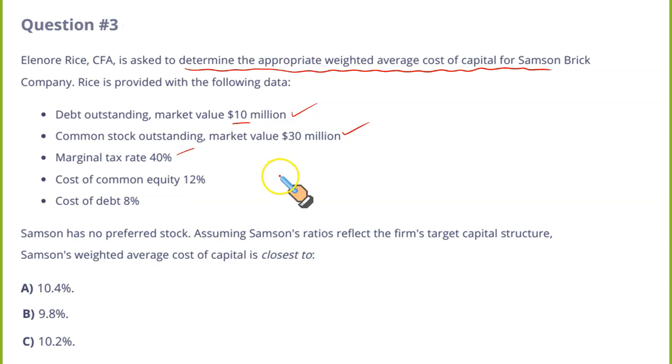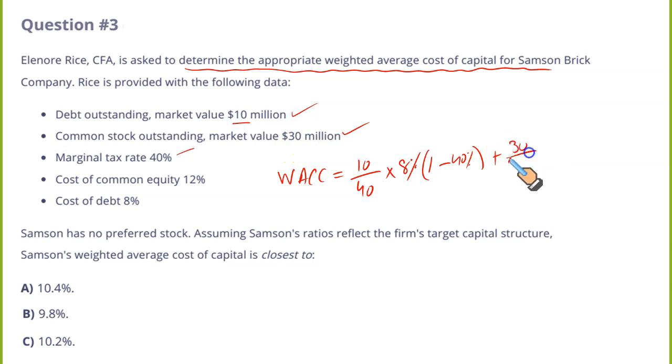Directly we can calculate the weighted average cost of capital. WACC is equal to proportion of debt, 10 plus 30, 40. 10/40 is debt. Cost of debt is given as 8%. Here we can write the after-tax element, 1 minus tax rate, that is 40%, plus proportion of equity, that is 30 out of 40, multiplied by the cost of equity given as 12%.